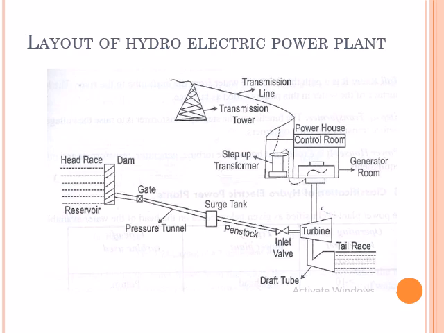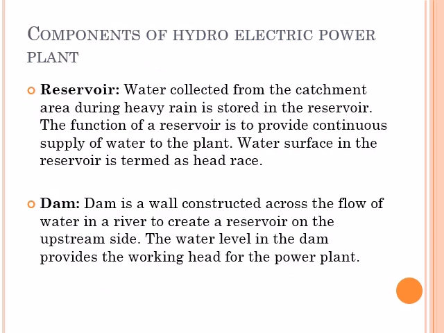The powerhouse or the control room is used to control the transformers, turbines, and generators. It consists of all the controls. Then the voltage generated is increased using a step-up transformer, and it is sent through the transmission line to the transmission tower. This is the layout of the hydroelectric power plant, and these are its components.